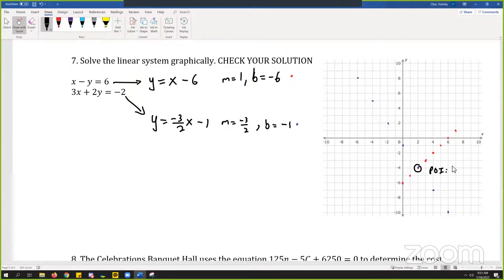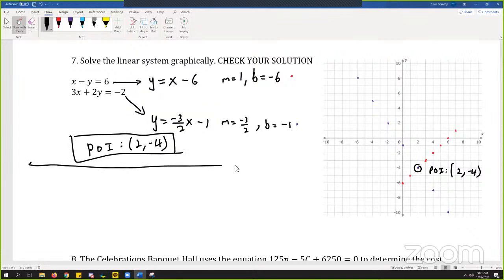What is the point of intersection? 2, comma, negative 4. Right? So you can write that out here. The point of intersection is 2, comma, negative 4. Okay? But you're not done.